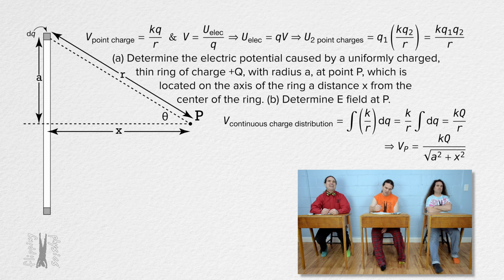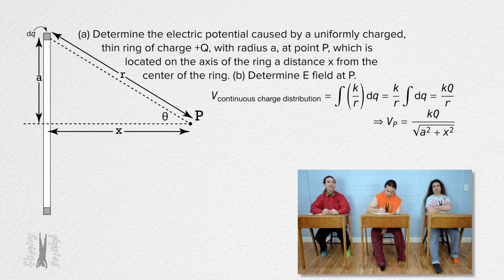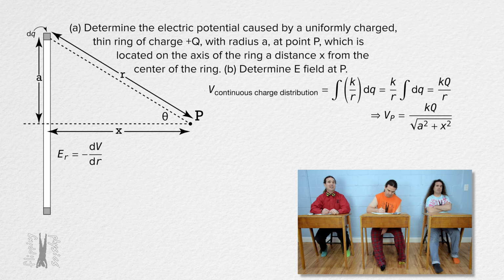Billy, can you use the electric potential at point P to determine the electric field at point P? Of course I can, Mr. P. But how are electric field and electric potential related? Earlier today, we showed that the electric field in the r direction equals the negative of the derivative of electric potential with respect to the r direction.